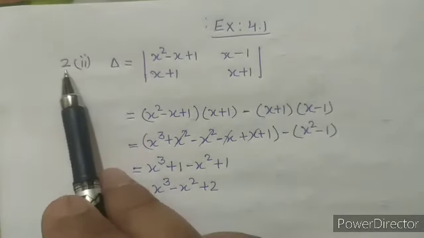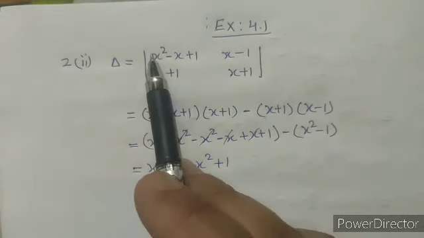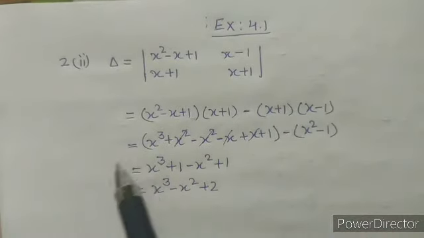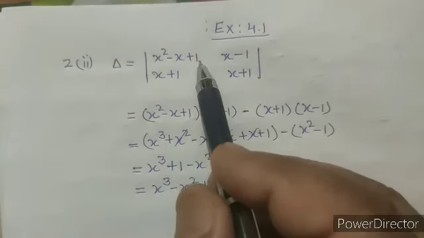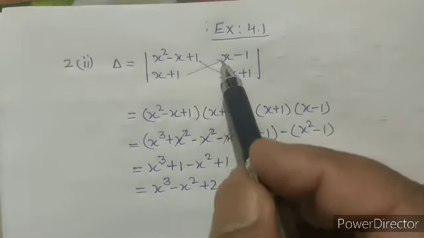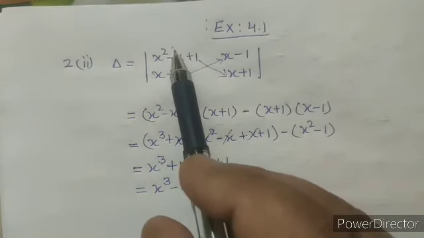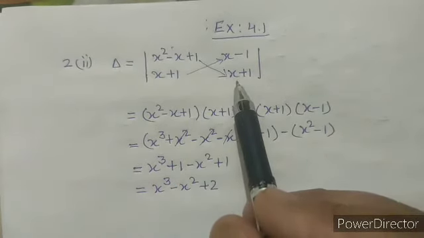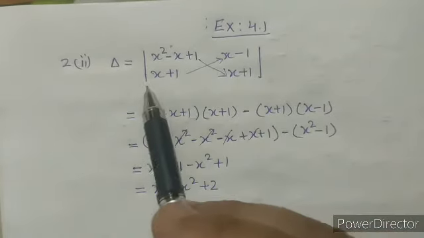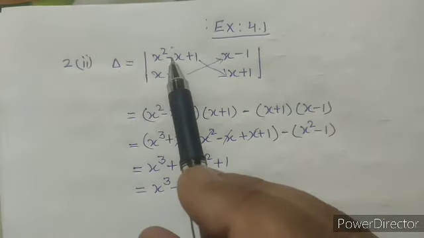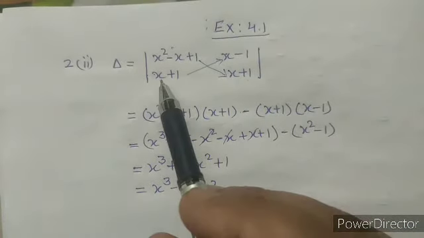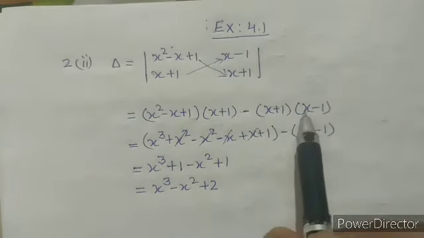Now in the second part of question number 2, we have to find the determinant of the 2 by 2 matrix. Now for this, in a 2 by 2 matrix we can find the determinant by cross multiplying the elements of the matrix. That means A11 will be multiplied by A22 and A21 will be multiplied by A12. Now here the determinant will be equal to x square minus x plus 1 multiplied by x plus 1, minus x plus 1 multiplied by x minus 1.